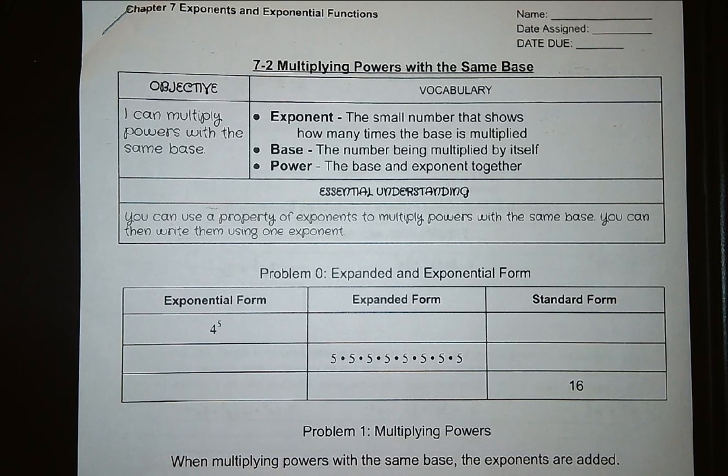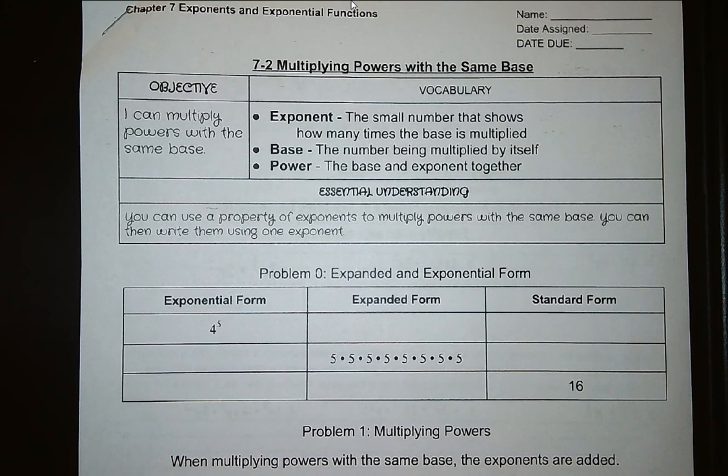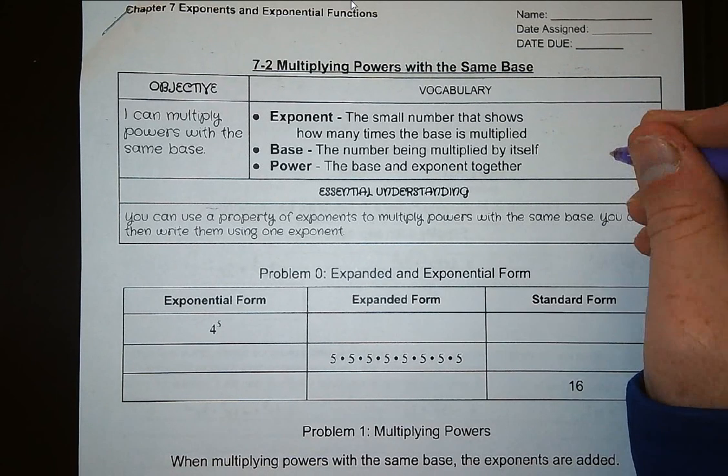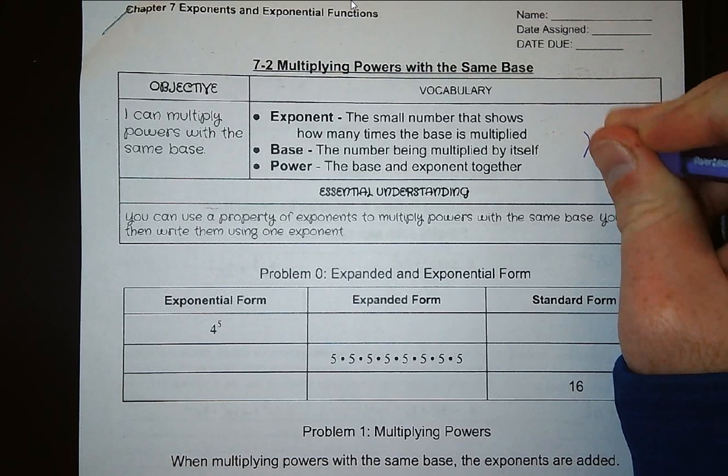So today our objective is that I can multiply powers with the same base. And now we just need to talk about some vocabulary words. So the first vocab word is an exponent, and that is the small number that shows how many times the base is being multiplied. So I'm going to just write an example off to the side here.